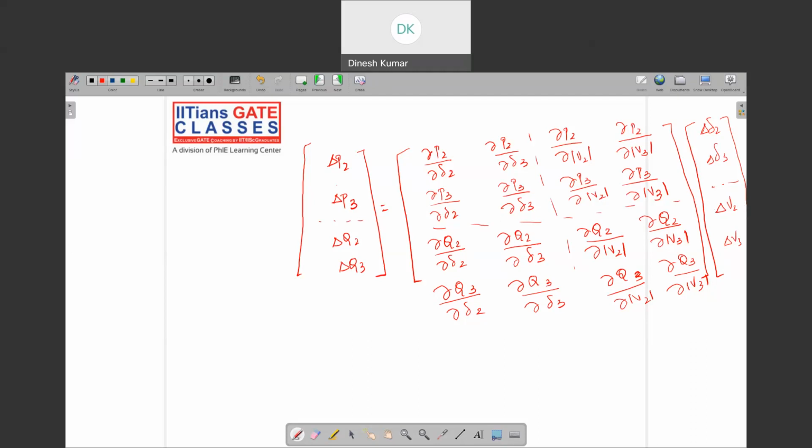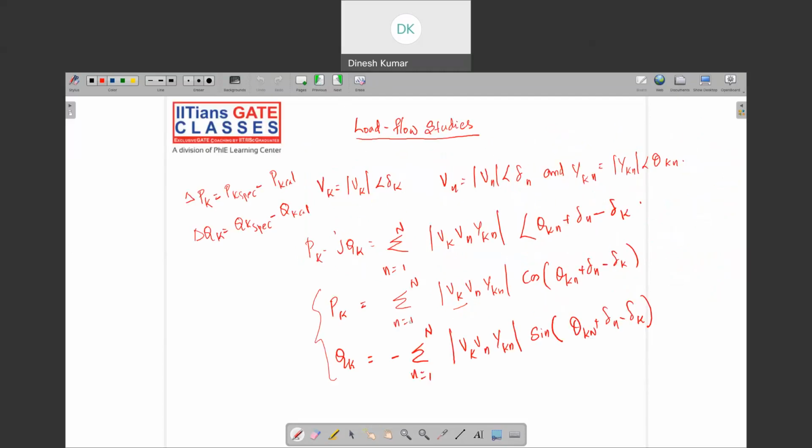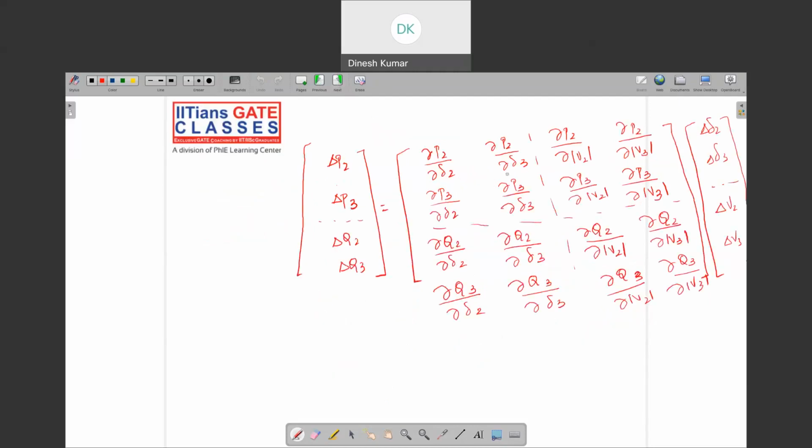Now in the given question, we will get some value of P. P is specified, and we can start with some value of voltage. From there, we can find delta P, right? Here, this we can fill. Then you can directly find this from the equations of P and Q, because P and Q depend upon voltage and delta. So from here, you can find the derivatives of dou P with respect to delta 2, delta 3, and everything.